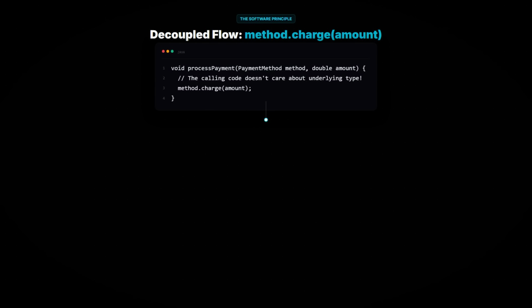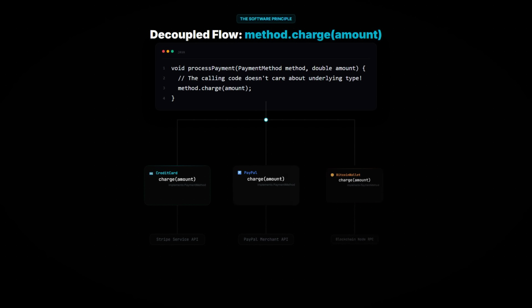In software, imagine a payment system. The code simply asks a payment method to charge a customer. It doesn't care whether that payment method is a credit card, PayPal, or a Bitcoin wallet.